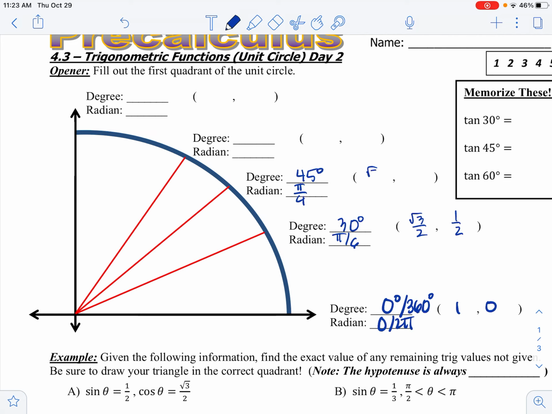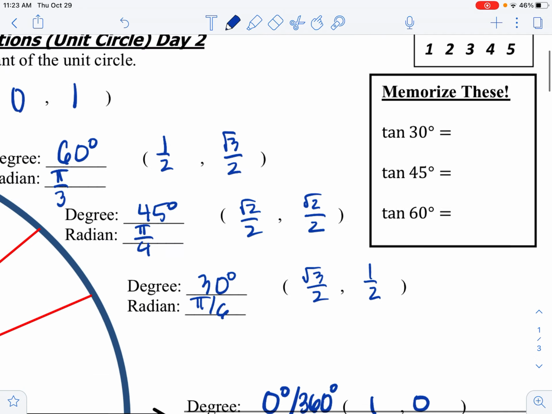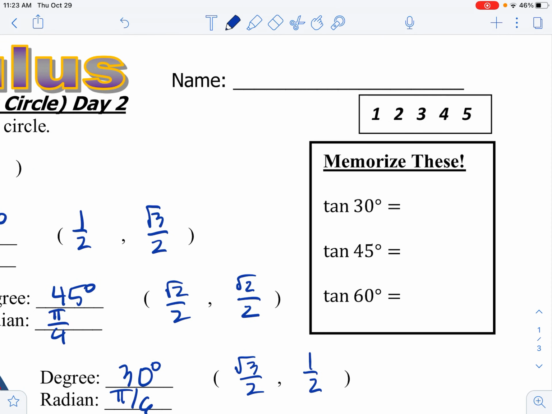This is 45 degrees, which is pi over 4 radians, which is root 2 over 2, root 2 over 2. This is 60 degrees, which is pi over 3 radians. That's the ordered pair, 1/2, root 3 over 2. And finally, this is 90 degrees, which is pi over 2 radians, which is the point 0, 1.